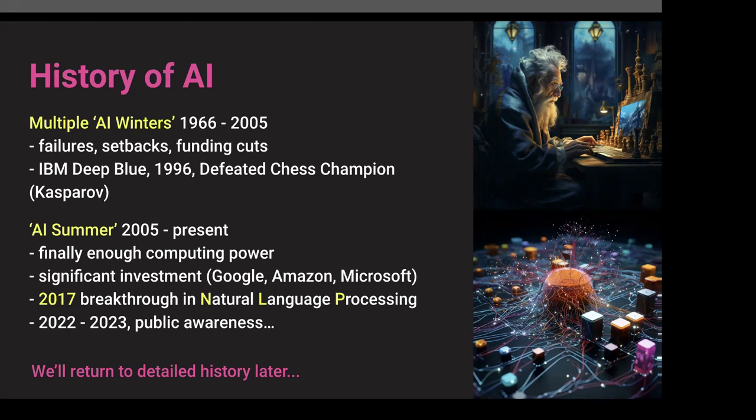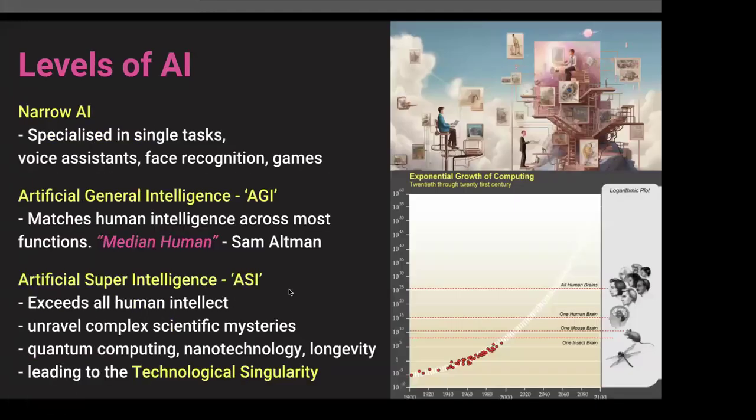So finally, in 2005, up until the present day, we've entered what they call an AI summer. The main reason for this is that there's now an awful lot more computing power available in the world, and there's been significant investment by companies like Amazon and Google, etc. In 2017, and I'll talk about this a lot more later, there was a breakthrough in natural language processing that people didn't see coming at all. And that's led us to where we are today with generative artificial intelligence. We'll return to this a bit later on.